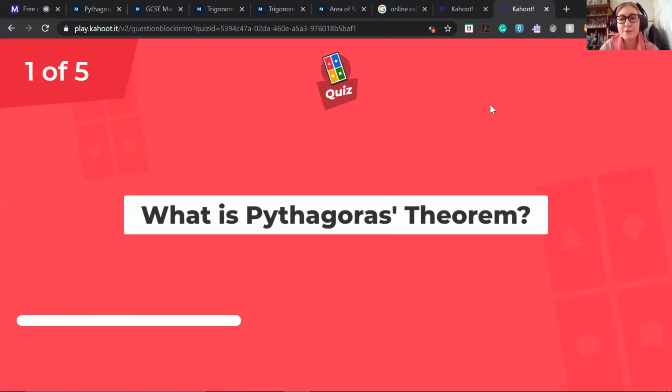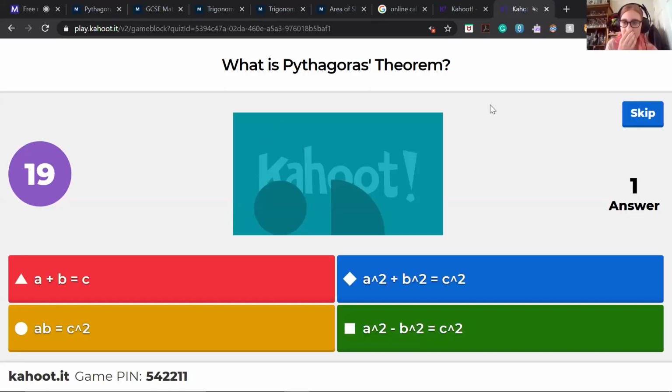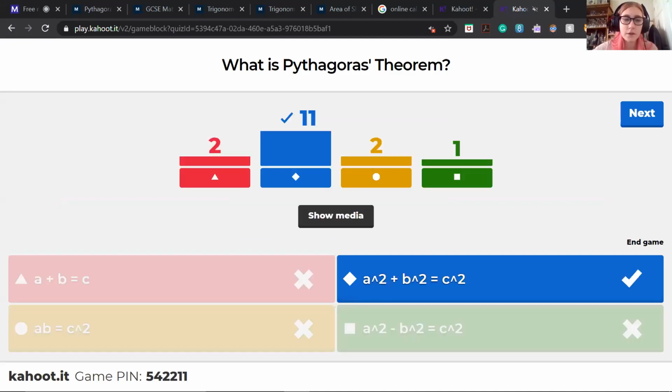Okay, here's the first one. Okay, yeah, perfect. Most people got that. A squared plus b squared equals c squared.